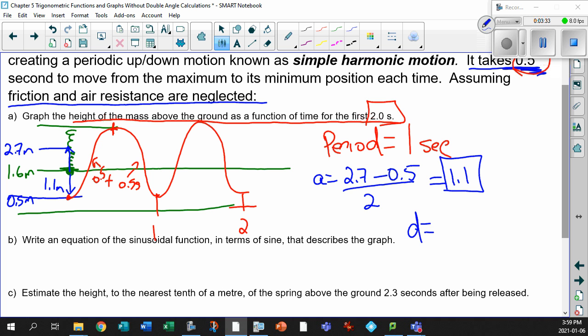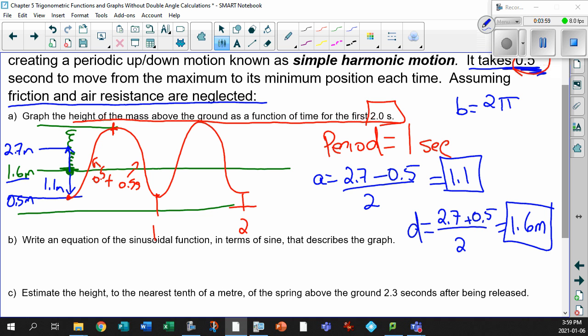The D value, okay, well, we know the D value. The D value is in the middle here. That's 1.6. That's the resting position. Don't believe me? Watch. 2.7 plus 0.5 over 2. 2.7 plus 0.5 is 3.2. Divided by 2 is going to give you 1.6. Oh, my goodness. I knew that. Let's figure out the B. The B value is 2 pi over the period. Oh, come on. Really? Yep. It's going to be that easy.